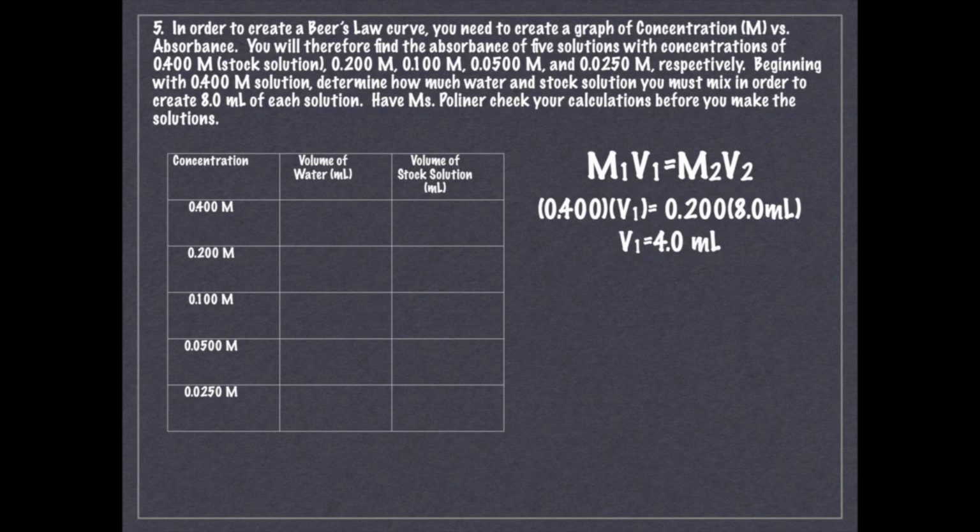So what that tells me is that the volume of stock solution I'm going to add is going to be 4 mLs. So I'm going to add 4 mLs of my stock solution in order to get a final volume of 8 mLs. That means I need 4 mLs as well of water. So 4 mLs of water, 4 mLs of stock solution. So you're going to do this calculation now to create a 0.100 instead of 0.200 molar solution, then a 0.05, and then a 0.025. All right, and then have me check your work.